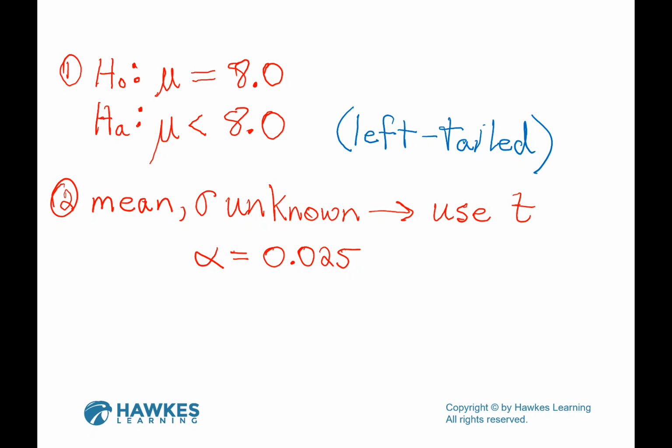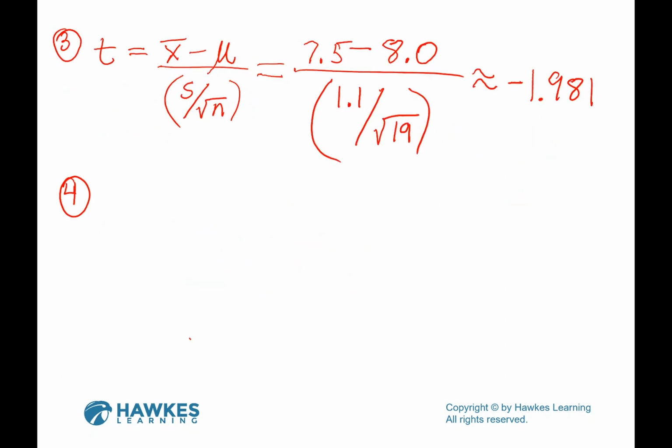Okay. The other thing we need to know, we need to look back at our alpha, our significance level. That's going to be the area we want in the left tail for our critical t. And then the only other thing we need to know is degrees of freedom. Our sample size was 19, so we'll have 19 minus 1 degrees of freedom.